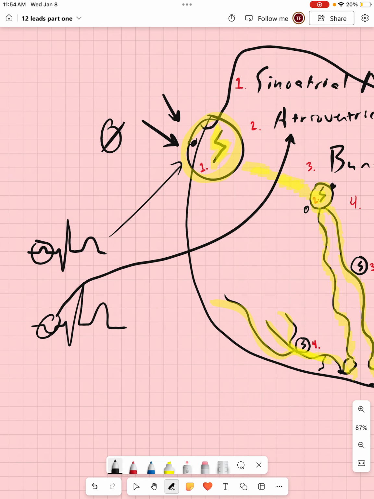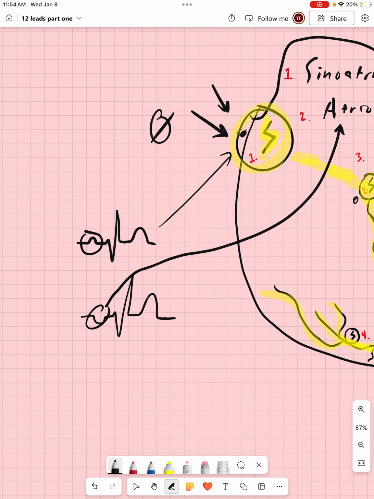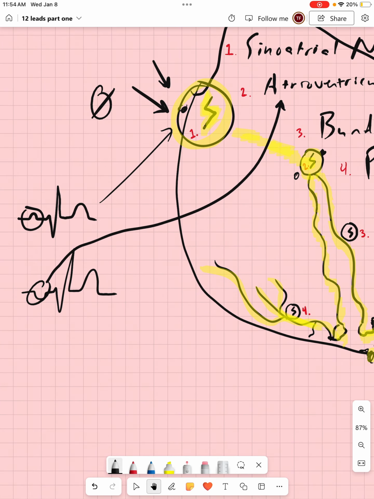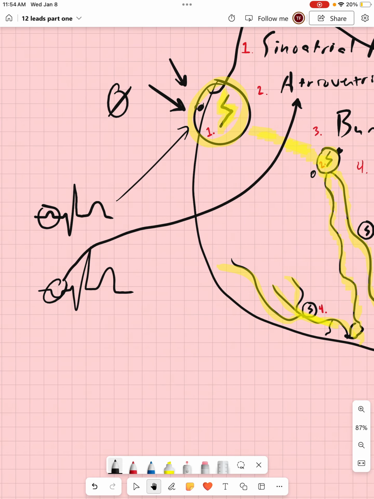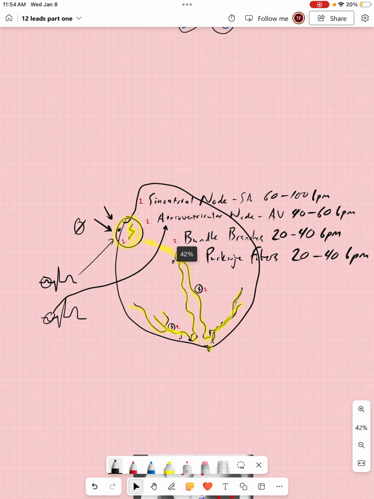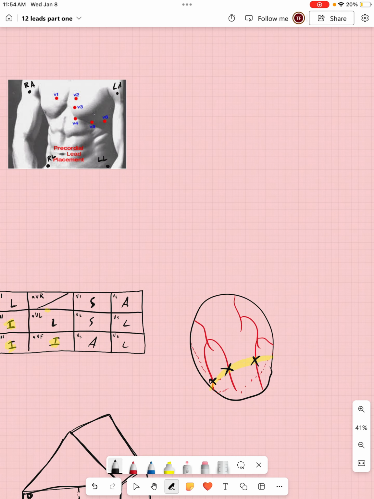Again, the AV node has a noble effort in carrying on the work of the SA node, but it's just not as good at it, so it's not going to be quite the same. And that is a clue to me as a provider that this cardiac rhythm is not being initiated by the SA node, and there's something wrong electrically. Now, you can still have a completely stable patient with this, but it gives you a more accurate depiction of what's going on with their heart. We will go into that further in the future, but I just wanted to give you a little heads up on what that meant.